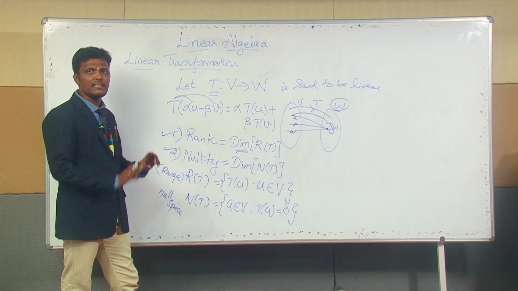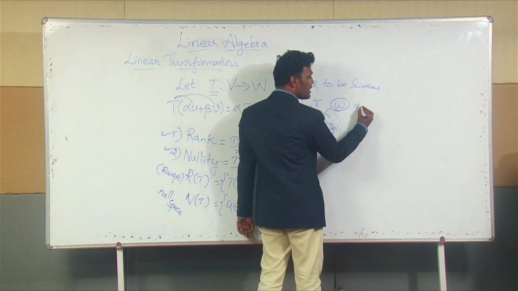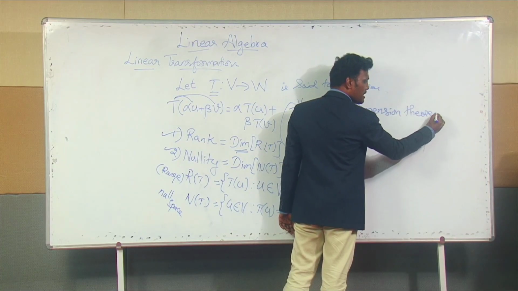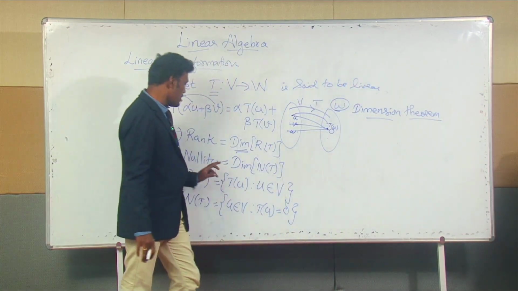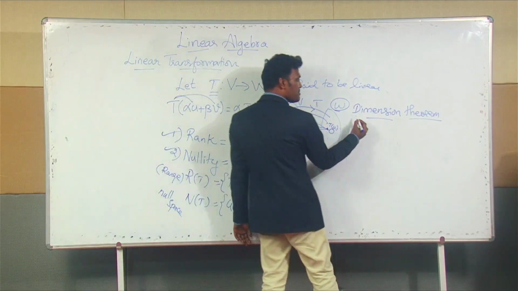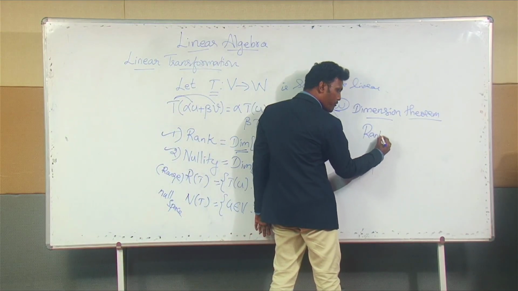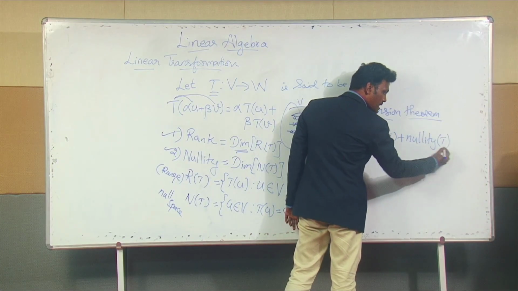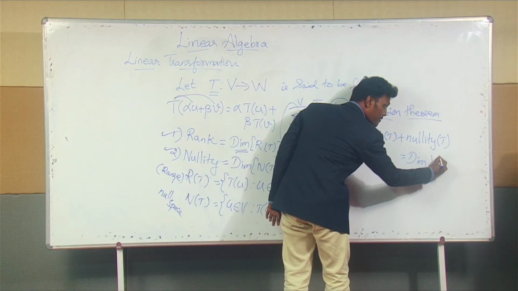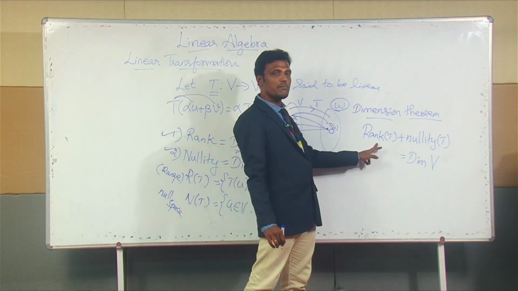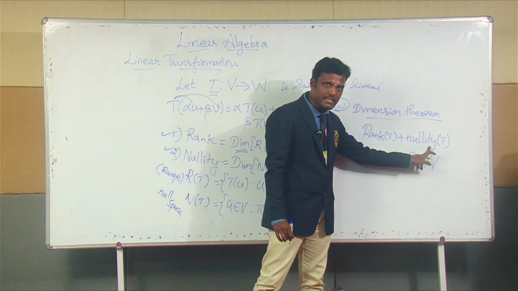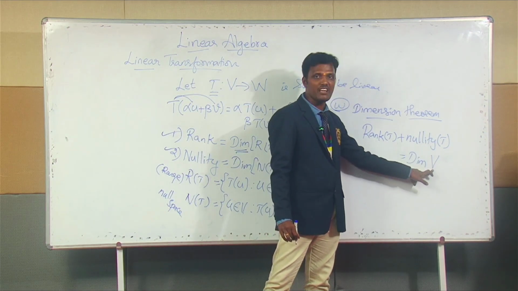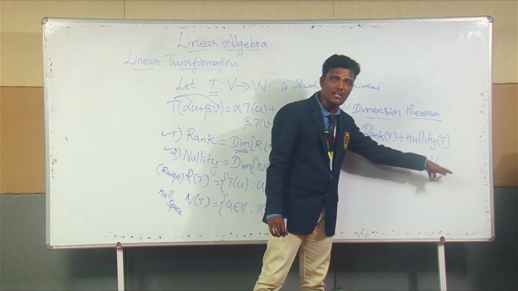Using rank and nullity, there is a specific theorem called the dimension theorem. The dimension theorem states: rank of T plus nullity of T is equal to dimension of V. So rank plus nullity is equal to the dimension of the vector space V, the domain vector space. This is the dimension theorem statement.